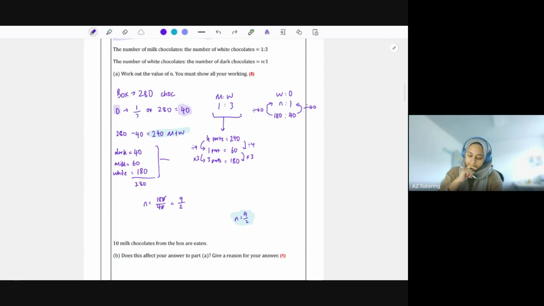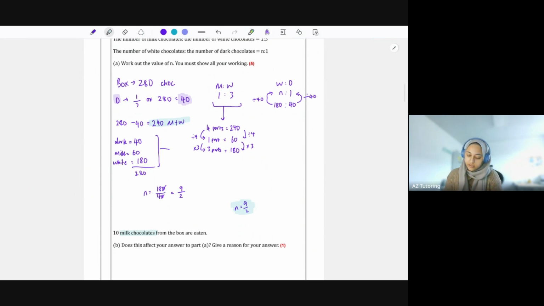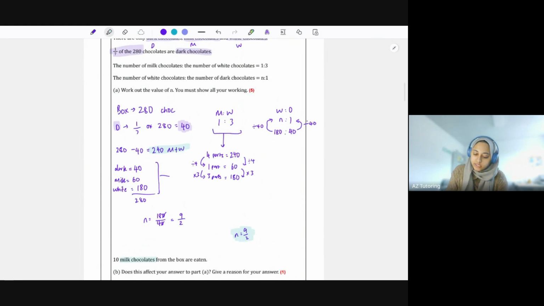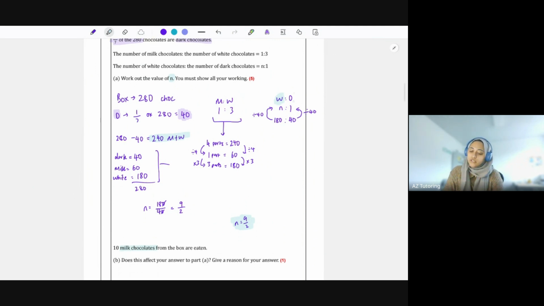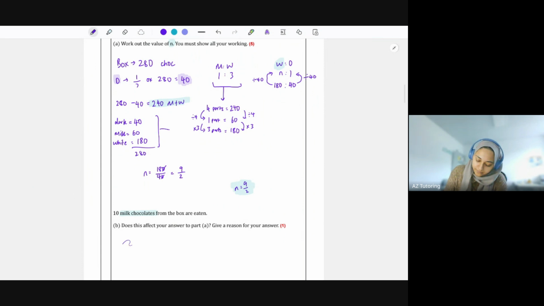Part B. It says 10 milk chocolates from the box are eaten. So milk chocolates. Does this affect your answer to part A? Give a reason for your answer. Well, what did we work out in part A? We worked out the value of n. What is n? n is the number of white chocolates. And the ratio we were working with was white chocolates to dark chocolates. So all you would just say, no, as n is the number of white chocolates. So had white chocolates or dark chocolates been taken from the box, then it would have affected your answer because we use this ratio here.